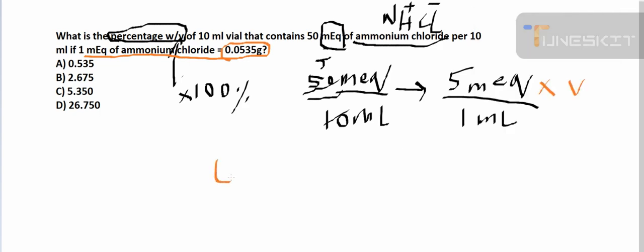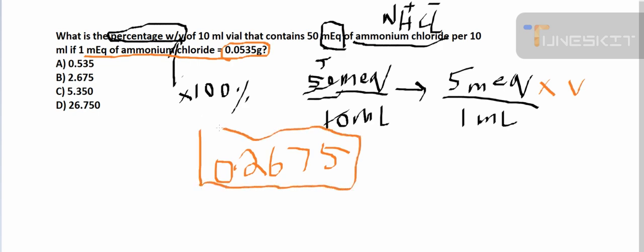We have 0.2675. Okay, now we have got the value, but he has asked percentage weight by volume, so we have to multiply it with 100. So the answer would be 26.75, which is this one.